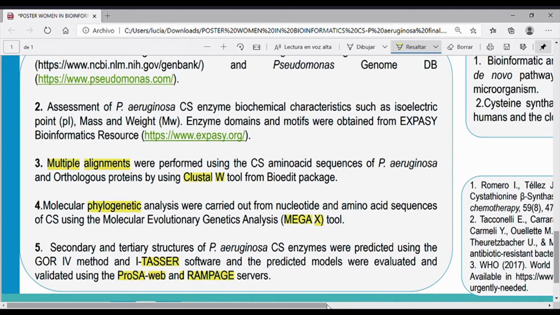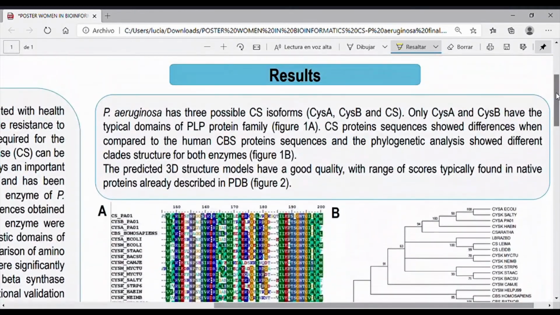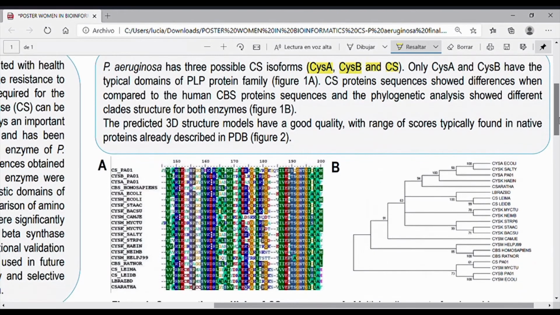The results showed us that in Pseudomonas aeruginosa there are 3 gene sequences that code for cysteine synthase: cysK, cysM, and a third cys without characterization. Only the typical pyridoxal phosphate binding motifs were found in isoforms A and B, and the third isoform did not yield any hits, so this could be a pseudogene.